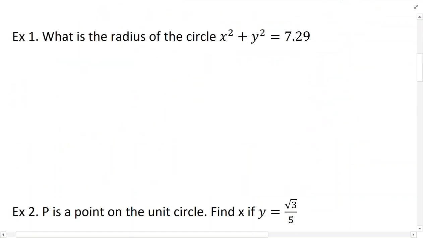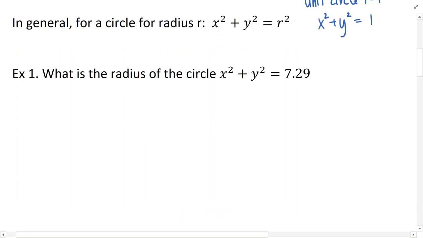So let's look at an example of this here. What is the radius of the circle x squared plus y squared equals 7.29? If you just scroll back up a little bit or look at your notes, you'll see that the general function for a circle is x squared plus y squared equals r squared. Since we're looking for r, we know this part must equal r squared. So let's isolate that so we can somehow get r on its own.